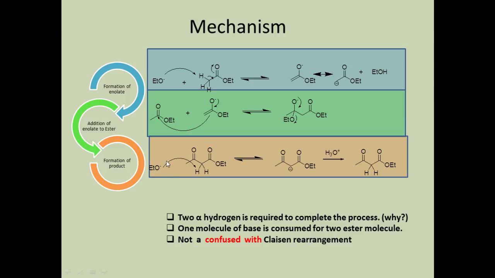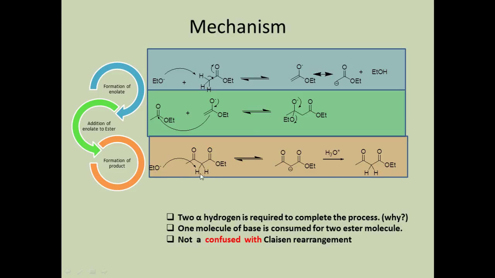What is the second ethoxide required for? Why is the second alpha hydrogen required? Because when this product is obtained, there is a further possibility that ethoxide ion attacks it, giving back the reactant. This cannot be a fully fledged product formation. It can go back. So the second hydrogen is for the protection of the product.